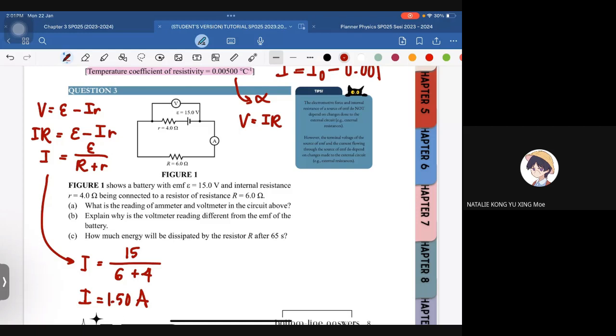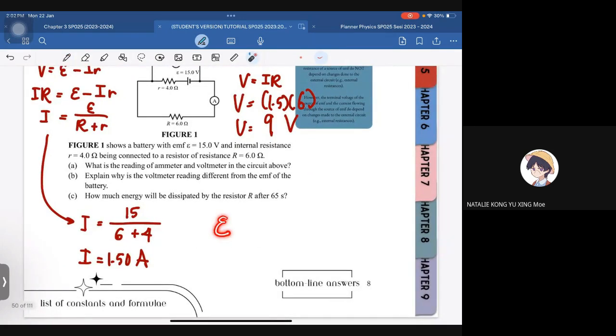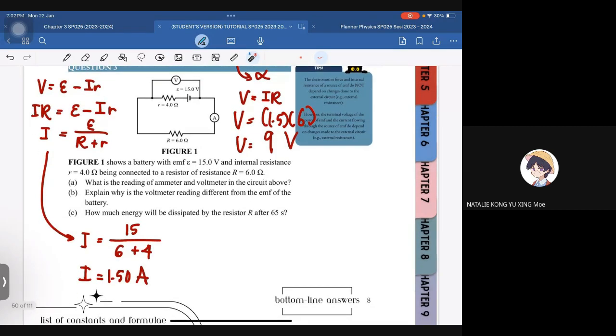Lepas tu, dia suruh cari reading voltmeter. Itu kita substitute balik dalam this equation here. So, ini 1.5. R yang ditulis sini, R external resistor. So, kamu akan guna 6. Okay, so yang ini 9 volt. Okay, so remember, EMF must always be greater than the terminal voltage. Kalau kamu dapat V kamu lagi besar dari EMF, salahlah tu solution kamu. Okay? Okay kan di sini?